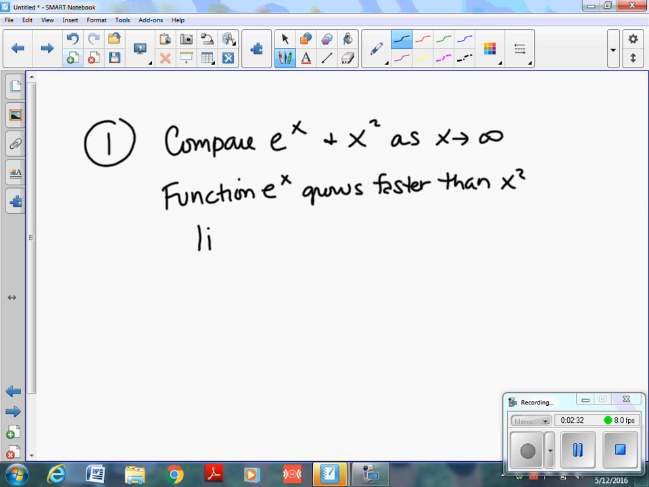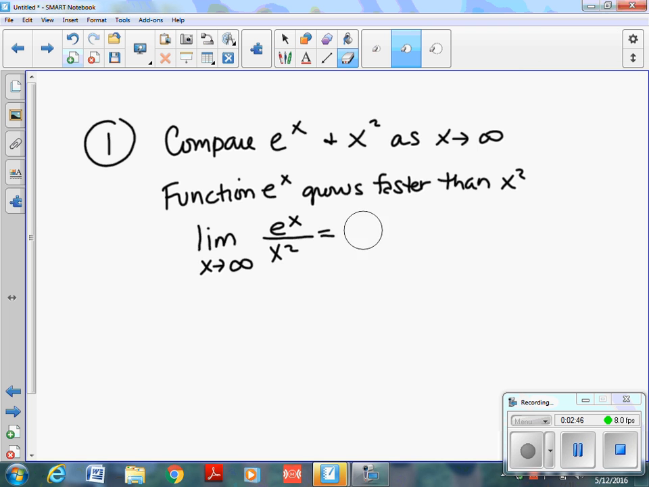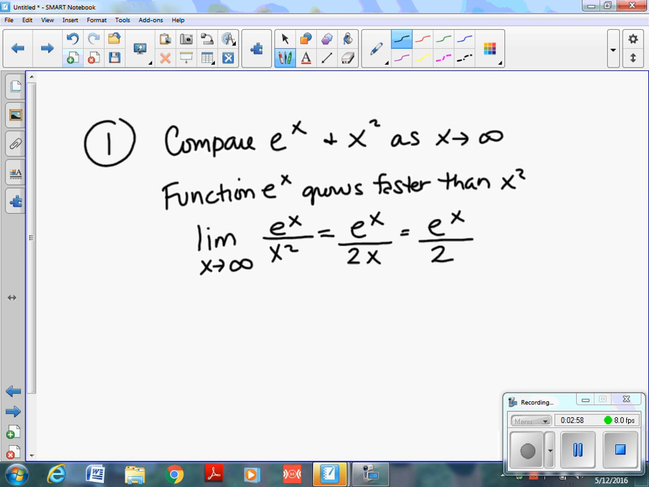So, you do the limit as x approaches infinity of e to the x over x squared. I'm going to use L'Hopital's rule. I'm going to find the derivative of e to the x, which is e to the x, and the derivative of x squared, which is 2x. I'm going to do it again. The derivative of e to the x is e to the x, and the derivative of 2x is 2.